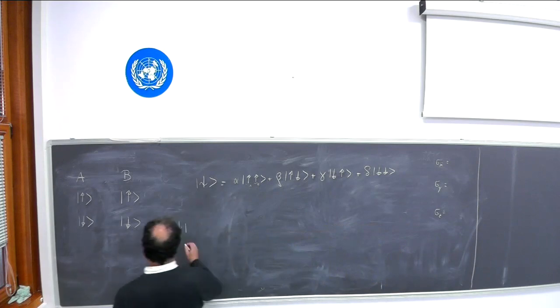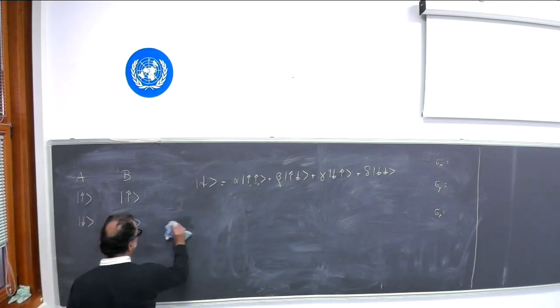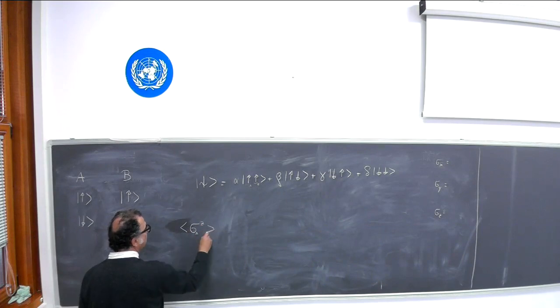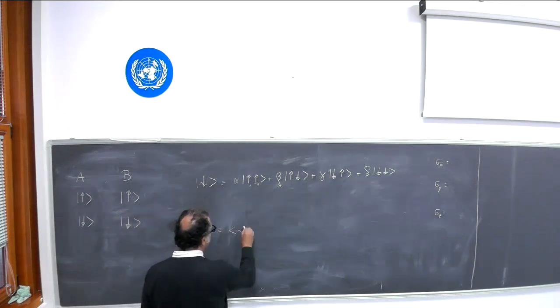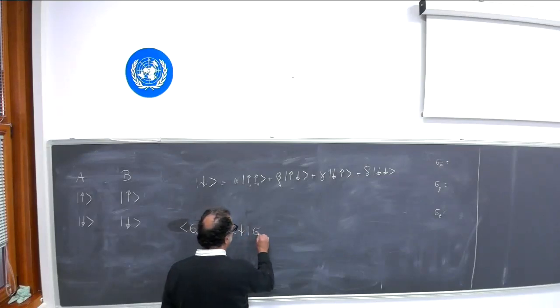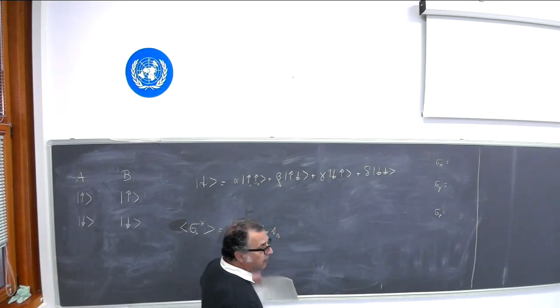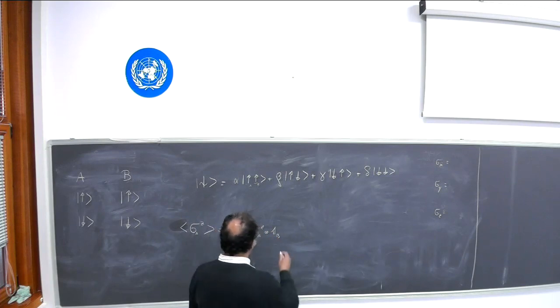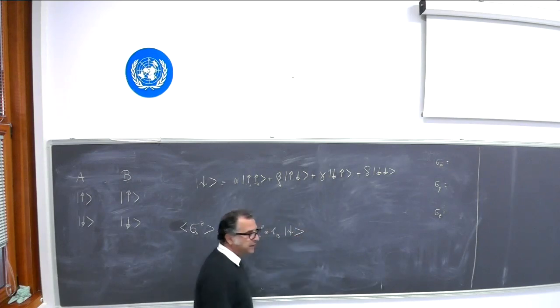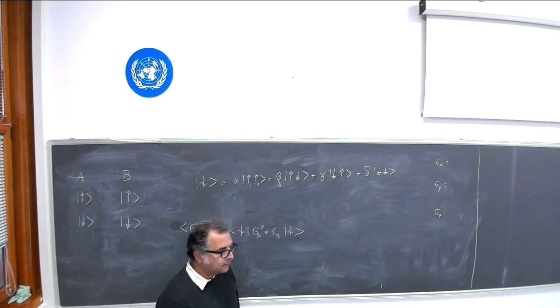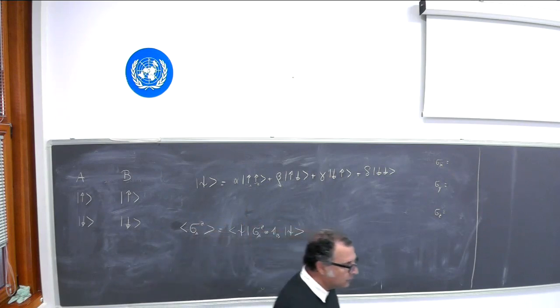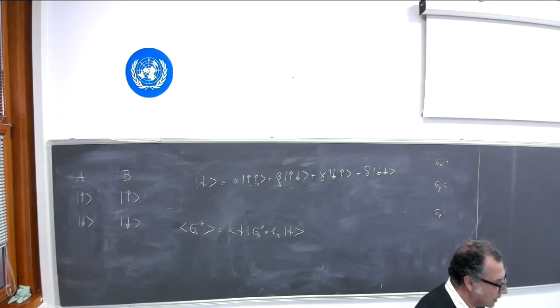So what I have to compute is this object. If I want to know what is sigma z of the spin A, what I have to compute is psi, sigma z A identity over B, psi, because I want to know only the average value of sigma z on the spin A. Is this clear? Yes, yes. Good.